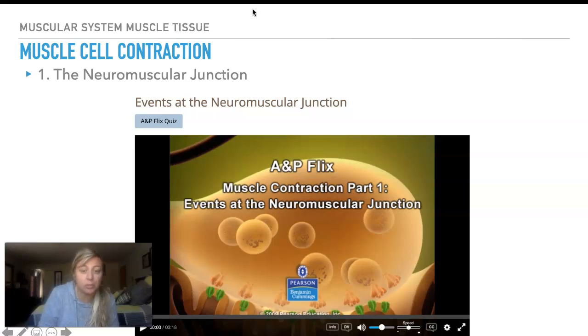We'll see other ones when we get to the nervous system. And that acetylcholine then triggers the next events, which are going to happen on the muscle cell itself.